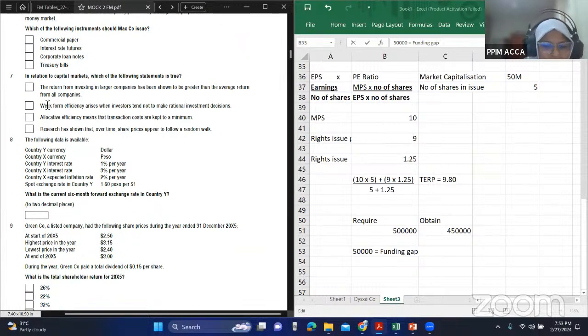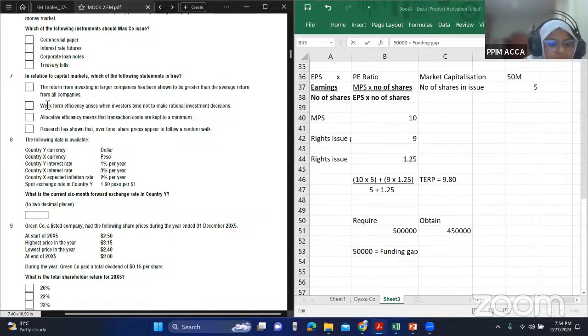Then in relation to capital markets, which of the following statements is true? Capital market means we are talking about the long-term market, stock exchanges, for example. Okay. It's saying the return from investing in larger companies has shown to be greater than the average return from all companies. They're saying if you invest in a large company, you will get more return than the average from all companies. That may not be true.